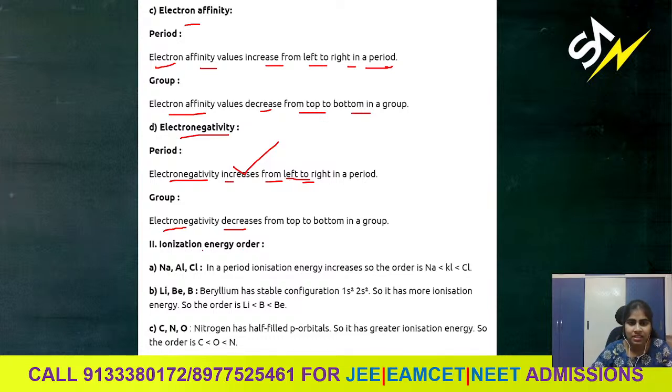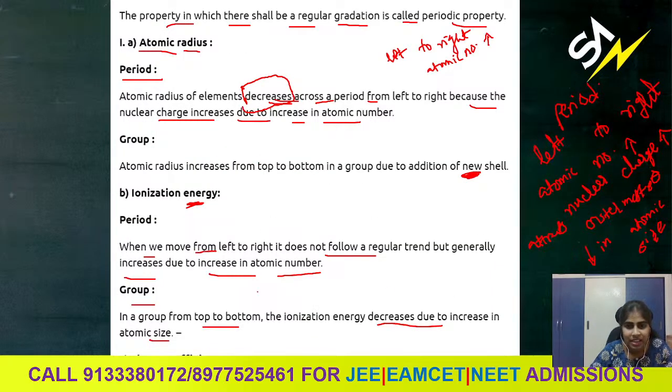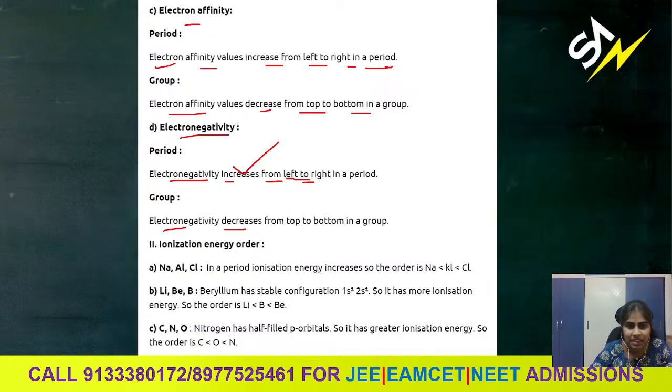So as we have discussed, to see how the ionization energy varies, generally it increases in a period. Let's see this by the second question regarding examples. See the ionization order for Na, Al and Cl. These belong to the same period, right? Same period, third period. So what happens in a period? Ionization energy increases.